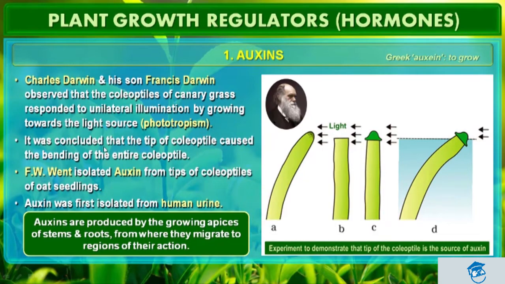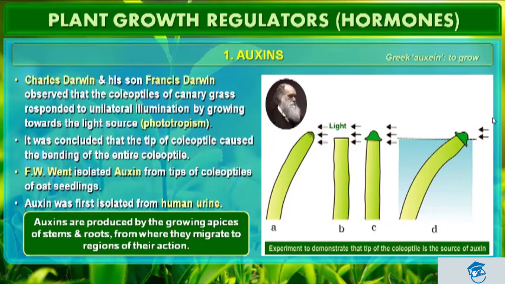It was concluded that the tip of the coleoptile caused the bending of the entire coleoptile. See, this is the coleoptile of a canary grass. This is the light which we are illuminating, and this is the source of the light, and this coleoptile has bent towards the source of the light. This shows that the tip of the coleoptile caused the bending of the entire coleoptile.